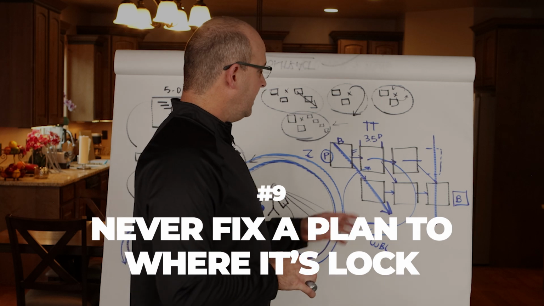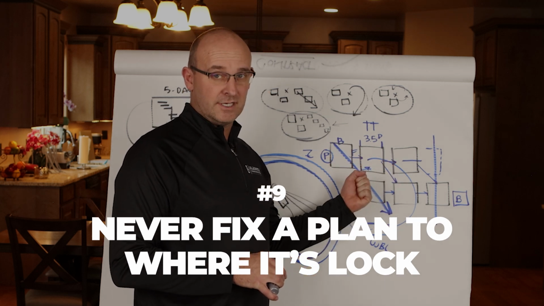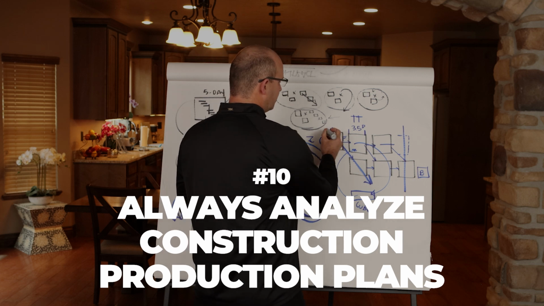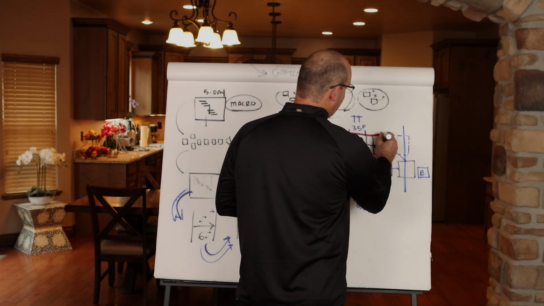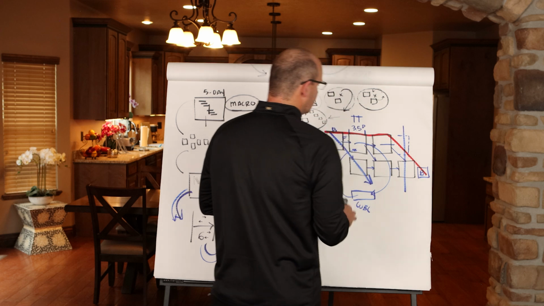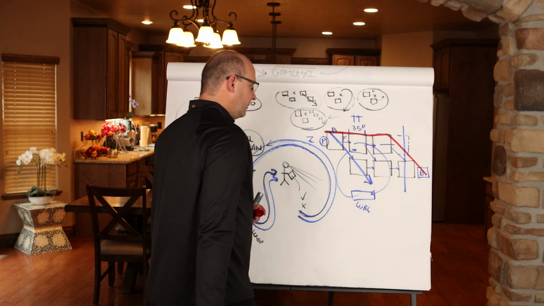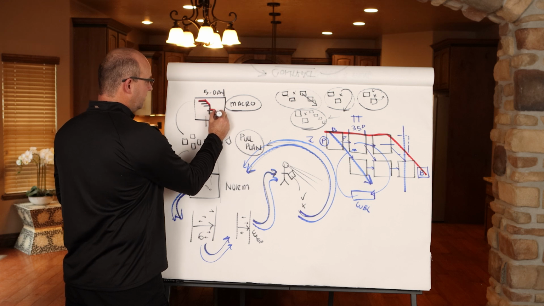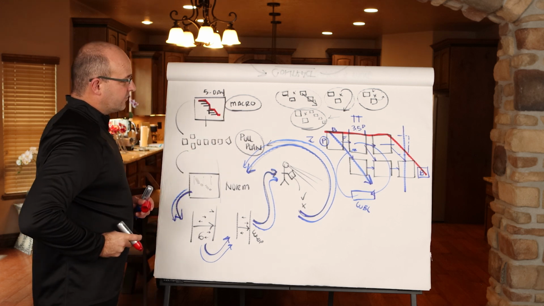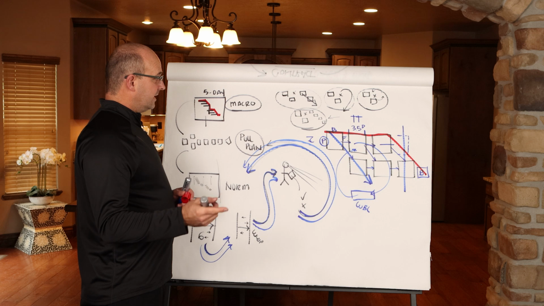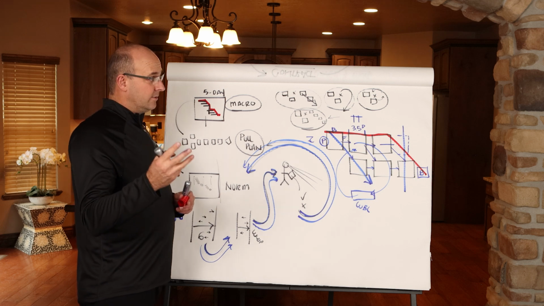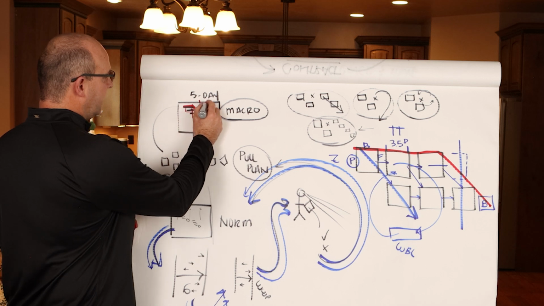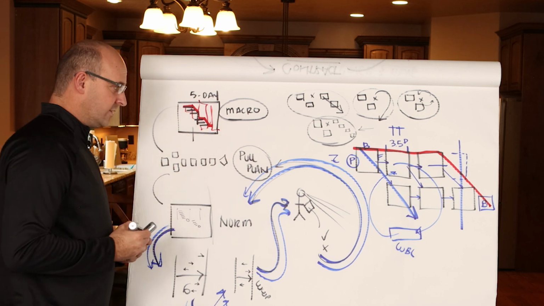Rule number 9, never fix your plan to where it's locked and you can't adjust it. And number 10, always analyze your construction production plans as a path of critical flow, which includes the sequence, the line of balance, and the buffer. So really what you're going to do is make sure that you're analyzing the entire path of critical flow, which again includes the activity, the logic tie, the sequence, the line of balance, and the buffer. Never just go off of a random critical path, which is just random logic through all the activities.